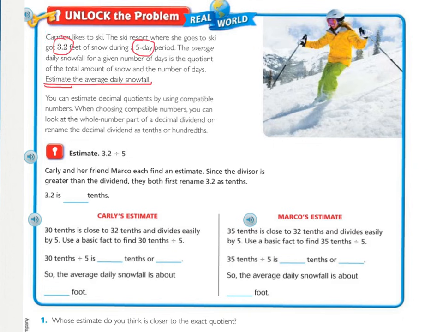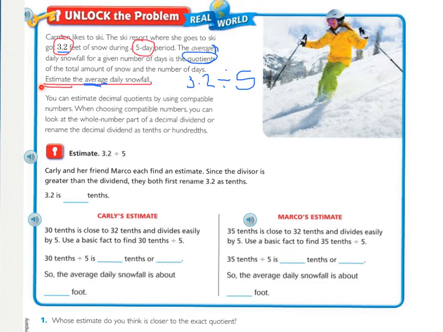You should have underlined "estimate the average daily snowfall" and circled 3 2/10 and 5. Now, they gave you a hint here on how to find the average. The snowfall in our case is 3 2/10, and the average is the quotient, that's the answer, of the snowfall and the number of days, which is 5. So that's how we came up with the problem right here of 3 2/10 divided by 5.